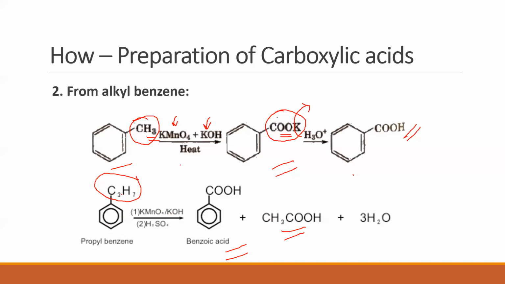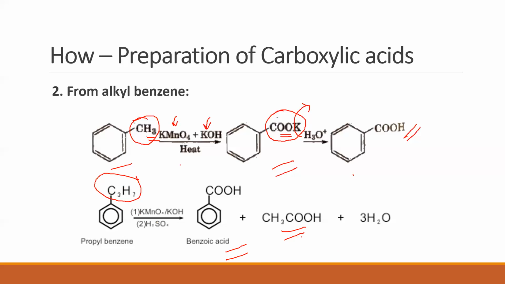If you start with butyl benzene, where you have 4 carbon atoms here, this R group gets split into 2 parts. The first part, where the carbon is bonded to benzene, becomes benzoic acid, and the second part, where there were 3 carbon atoms, would have become propionic acid. Got that?